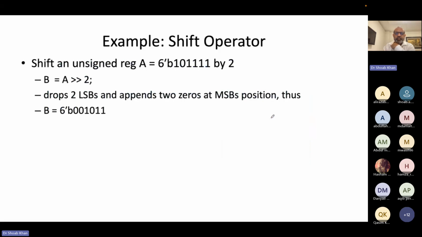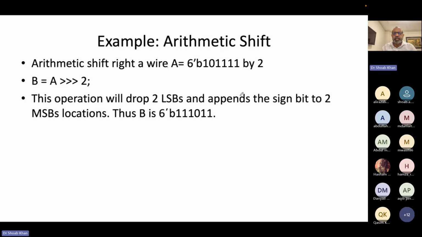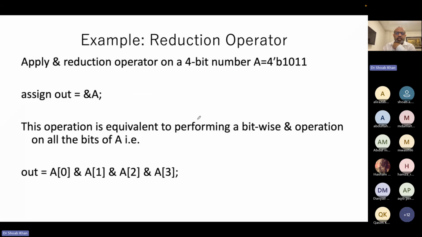arithmetic shift, where if you're doing arithmetic shift on a negative number and you are shifting it by 2, so these three signs, a negative number will remain negative. Once it shifts, it is going to replace these 2 bits which are being shifted out with the sign bit, which is 1 in this case. So we'll study this as well. The reduction operator, we have studied this.